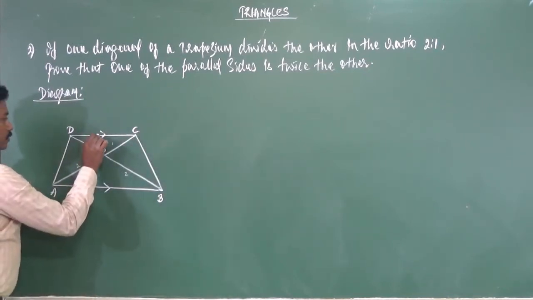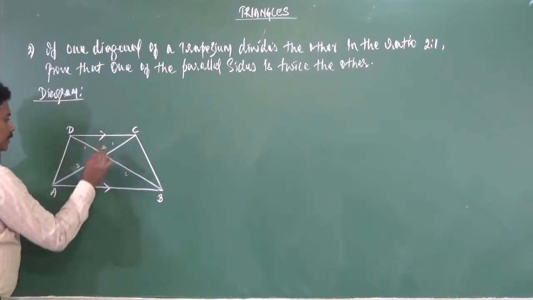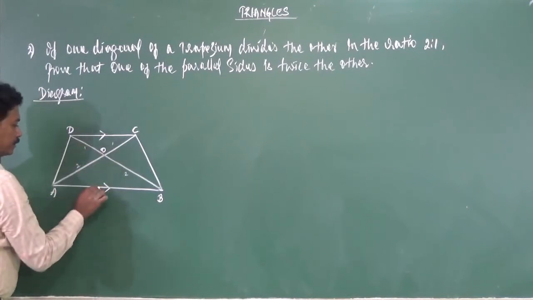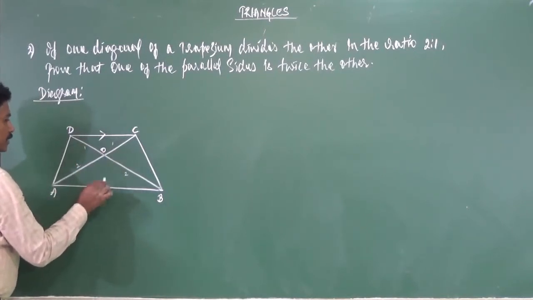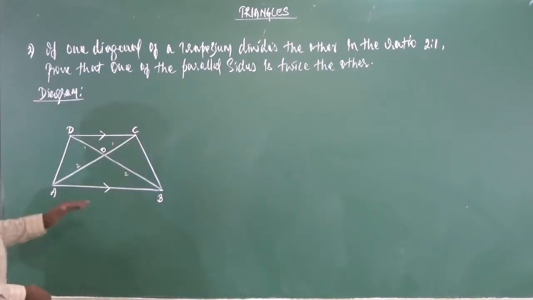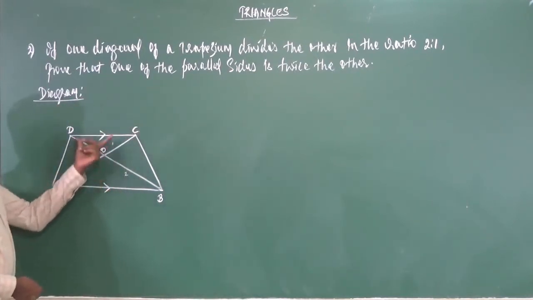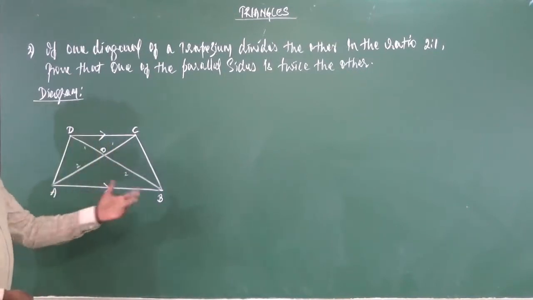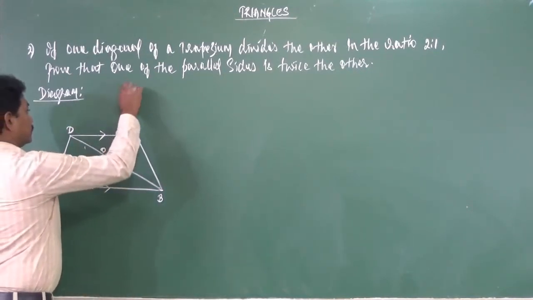That is, these are the parallel sides, the length of this will be half of this, or the length of this will be twice of this. So we have to prove that one of the parallel sides is twice the other. That is, we have to prove that AB is twice CD. That's all. Okay. So let us get into data.